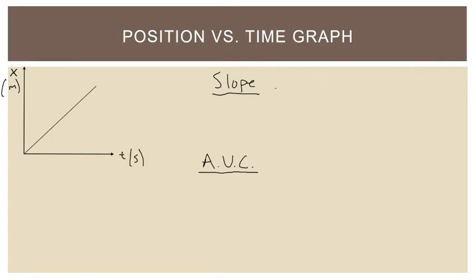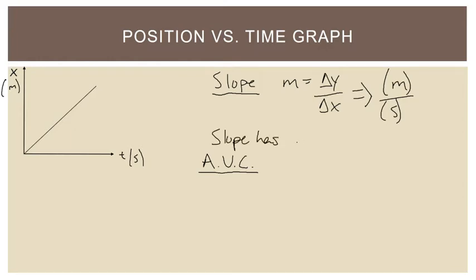So as we said here, the slope is equal to the change in y over the change in x. And in this case, the y-axis variable is measured in units of meters. The x-axis variable is measured in units of seconds. So we can say here the slope has units of meters per second. And we'll say here that since the slope has units of meters per second, it represents velocity.